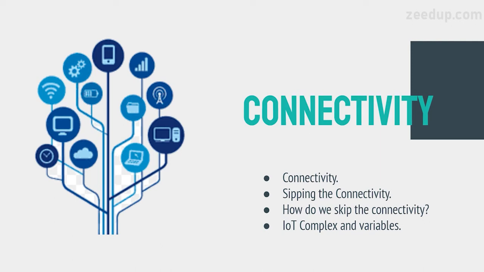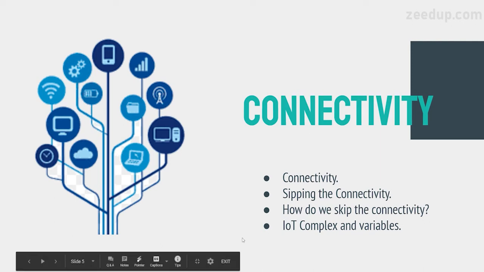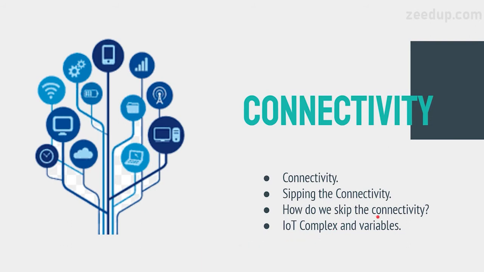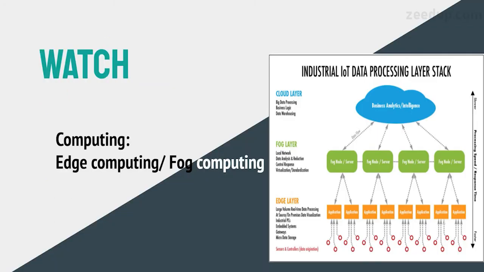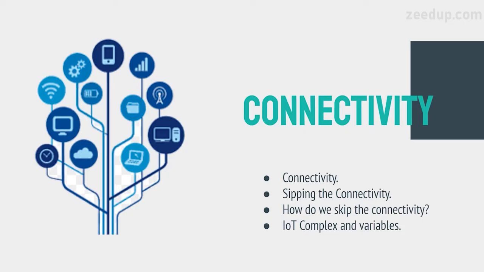So how do we skip the connectivity? The third point, let me put the pointer. Yeah, how do we skip the connectivity? So rather than sending the data over a network to be processed in the cloud, all of you might have this doubt: when there is no medium, how to send the data? But right now, I'll be explaining about fog computing and edge computing. This is how you can skip the connectivity.